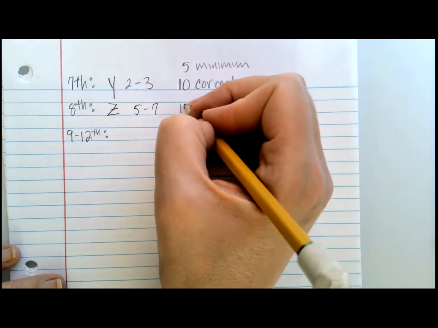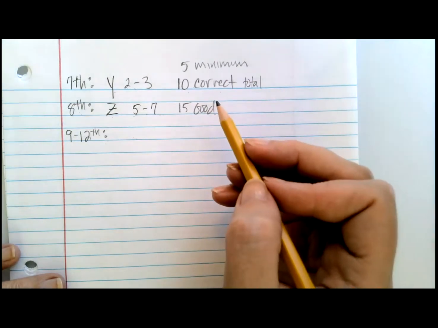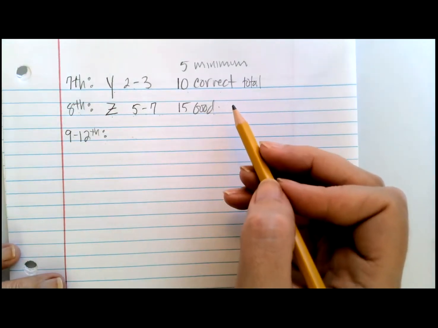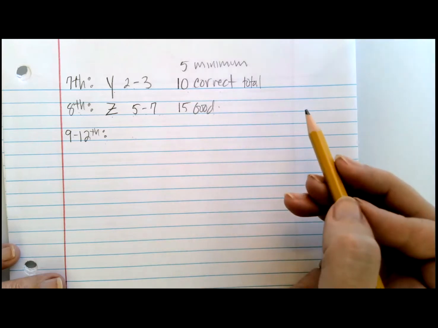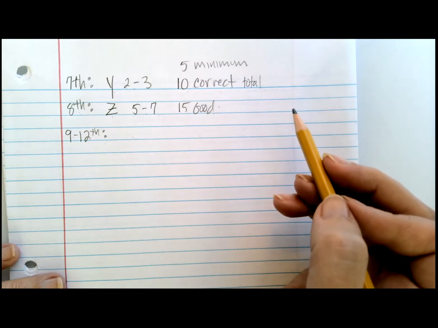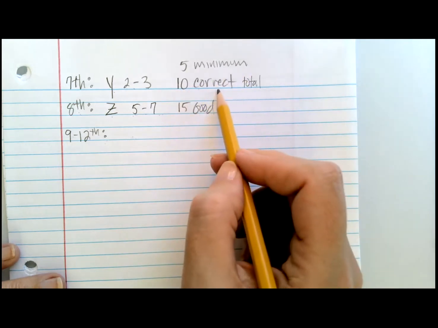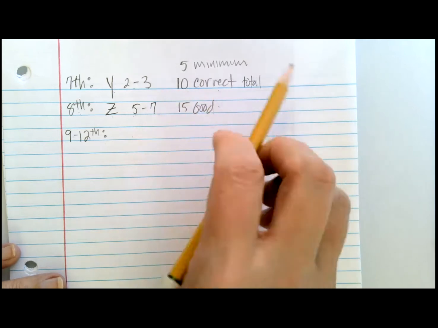Okay, 15 is good, 20 is too much. IXL has what they call a SMART score, and you get up to like 100% SMART score. You don't have to do that on here. You can if you want to, but you do not have to, okay? I'm just asking you to do, on average, 10 correct of each of the different types.